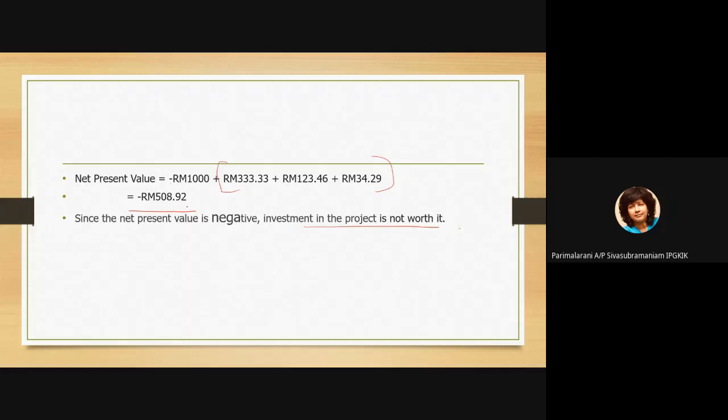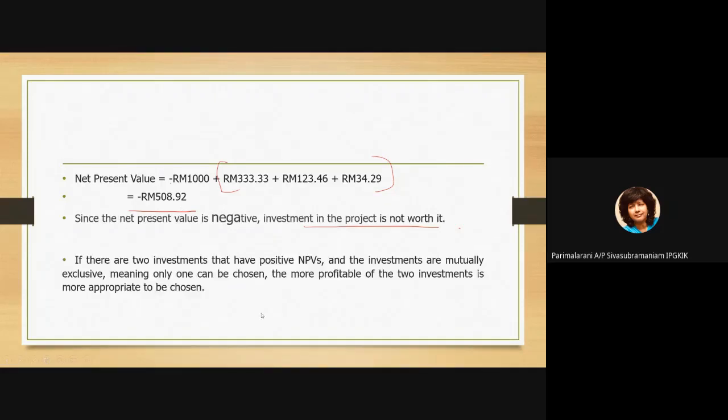Negative means what you're putting in is more than what you're getting. So what's the point? Isn't it? So what's the point of investing? So don't invest. Right? Okay?